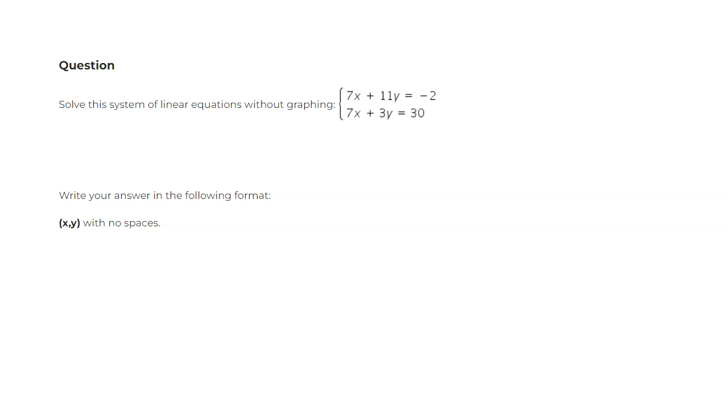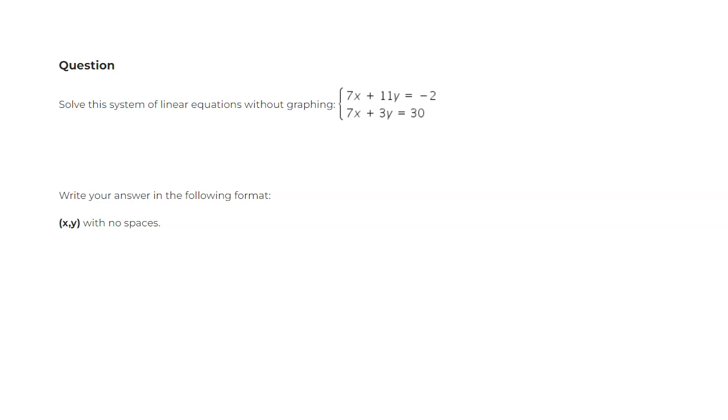All right, let's look at the following system of linear equations, and we have to solve it without graphing. So the graphical method is out the window. We're going to have to do it algebraically. So let's do that.